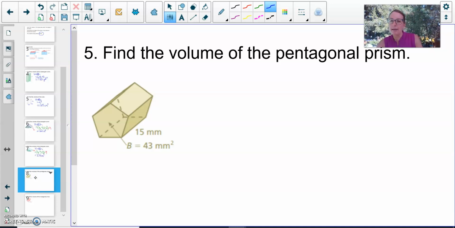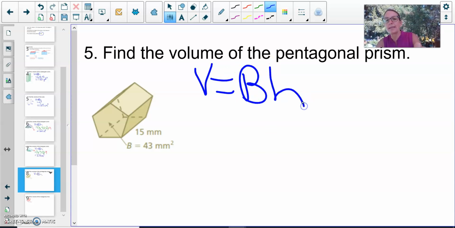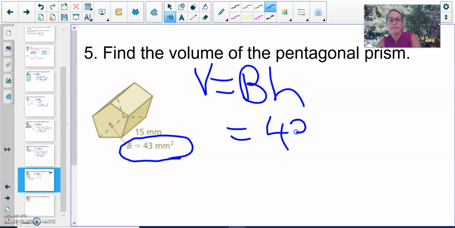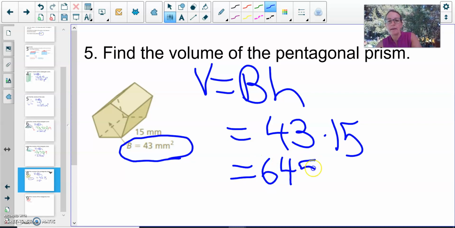Find the volume of the pentagonal prism. So again, I have my same formula, volume equals base area times height. And you might be thinking, how am I going to find that base area when I have a pentagon? We don't have a formula for area of a pentagon. But when you look more closely at the picture, they give you that base area. So they already found that work for us. We just have to apply it. So we're doing 43 times 15. Use my calculator to multiply it out. It gives me 645 millimeters cubed.